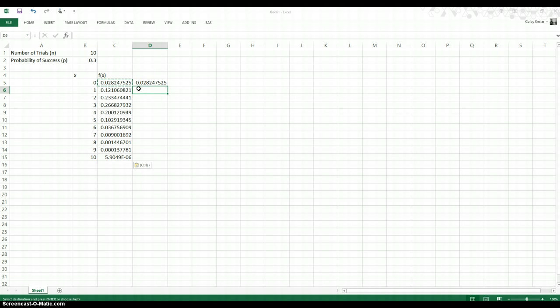And I could check if I wanted to by doing my long way, computing it out. So COMBIN for computing my binomial coefficient. This time I have 10 trials, but I'm choosing 1 to be successful, times my success rate to the power of how many successes I have, times my failure rate to the power of how many failures I have. And that's the same thing. So I could check these for each of them, but I'm going to trust that my formula was correct here in this first column.